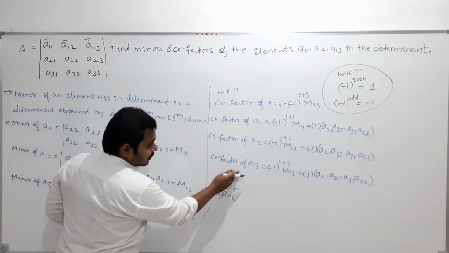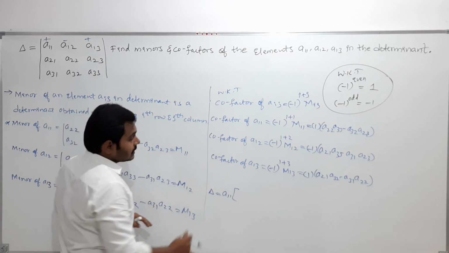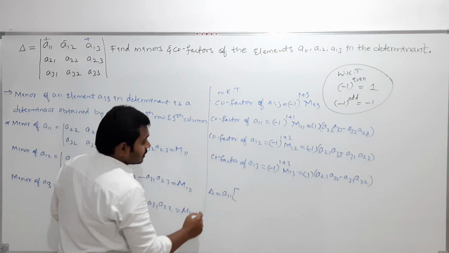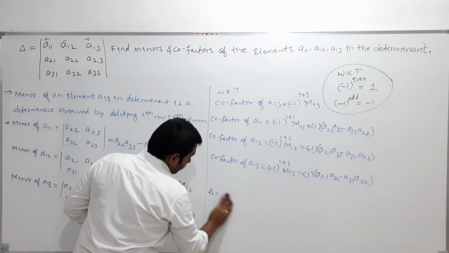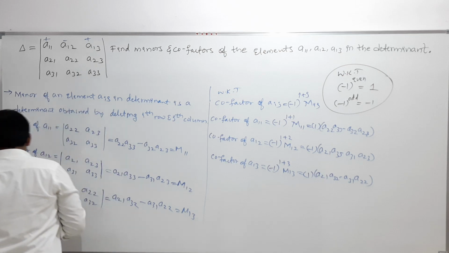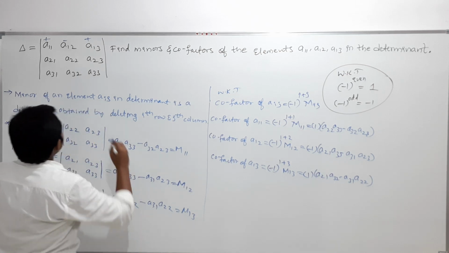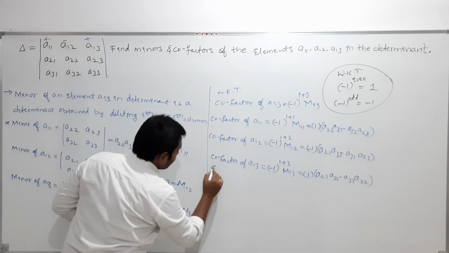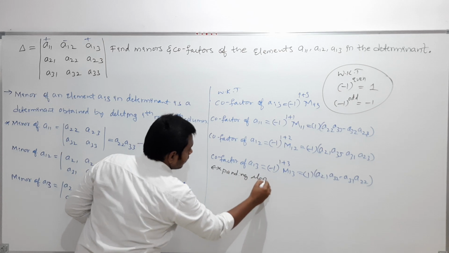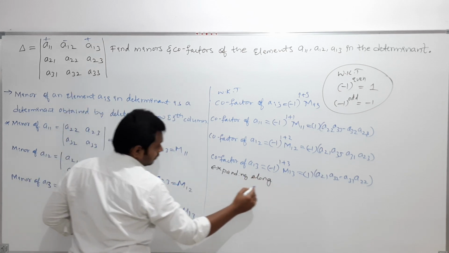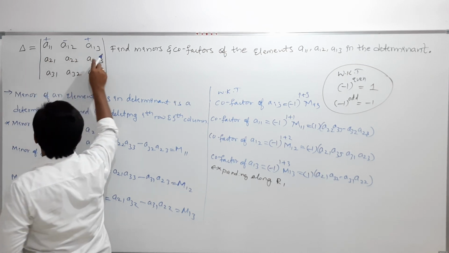Up to here, what I told you is how to find the cofactor. This concept is finished. Now I am just solving this, which is another part. The relation between both you will come to know later. Just now I am going to discuss expanding along row 1.